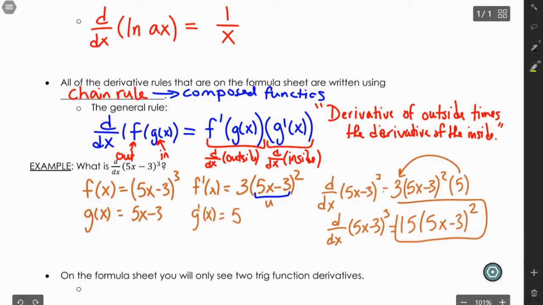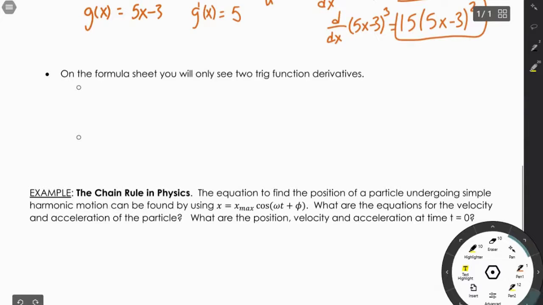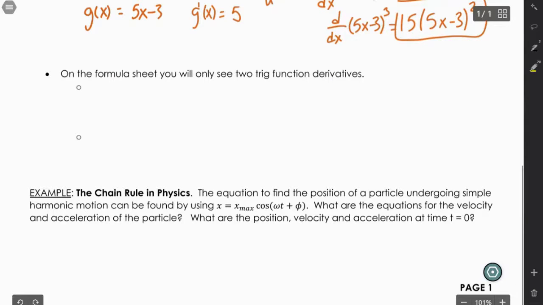So that is the derivative of 5x minus 3 cubed. All right. Now, the last bit of this, we're going to talk about trig functions. The one thing that you'll see on the formula sheet is that there are only 2 trig functions listed. So you have the derivative of sine.